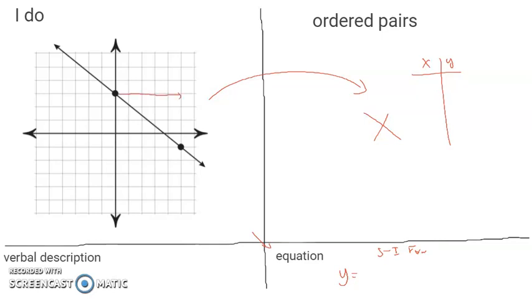X changes by 1, 2, 3, 4, 5. Y changes downward. That's going to be negative 1, 2, 3, 4. And slope is a y to x ratio. So the y was negative 4, the x was 5. So I know my slope is negative 4/5 times x. Remember, if I just find my slope, it becomes the coefficient of x.